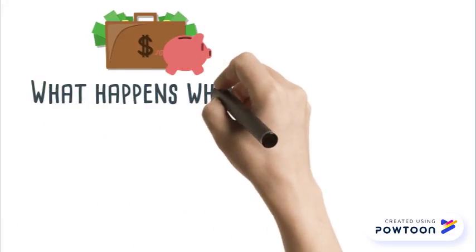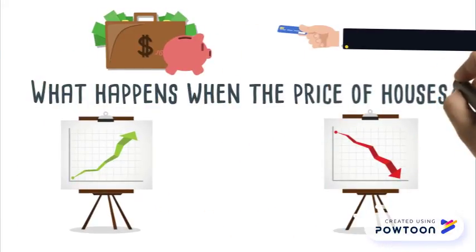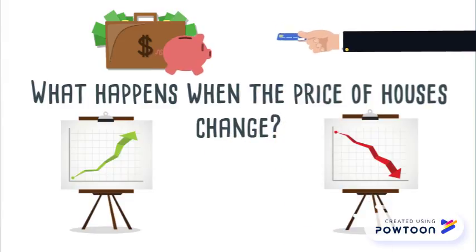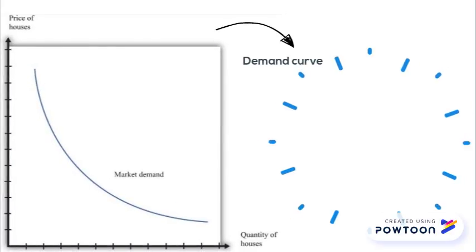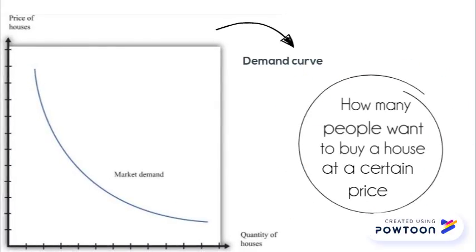Before we start talking about what happens when the houses increase in price or decrease in price, let's take a look at the demand curve. The demand curve reflects the choices of the main households in the economy. When the prices decrease, the quantity demanded increases. After all, the house is getting cheaper.